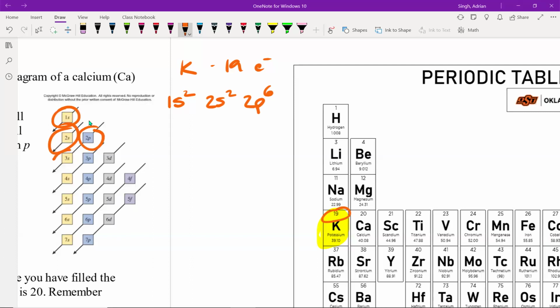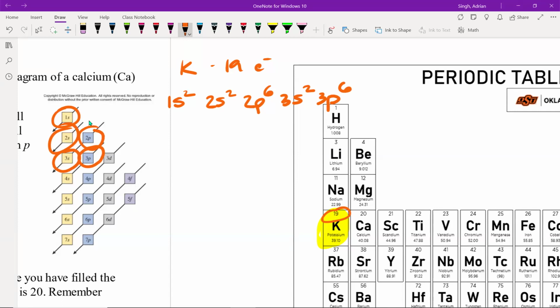Then I go to the 3s. The s, just like any other s orbital or s sublevel, can only hold 2 electrons. Then I go to the 3p. Just like the 2p, the 3p can hold a maximum of 6 electrons because the 3p sublevel has 3 individual p orbitals, each of which can hold 2 electrons.